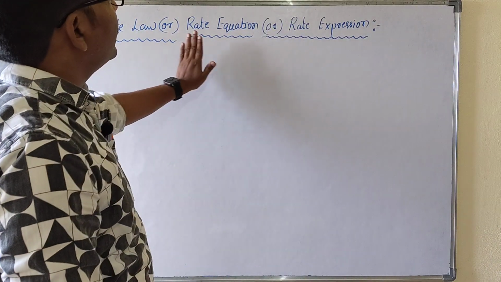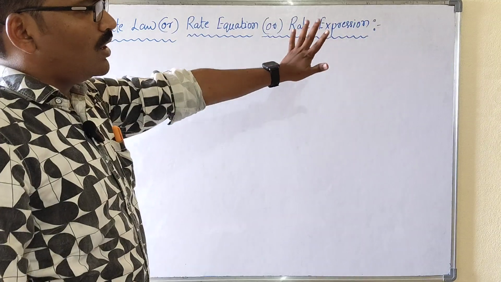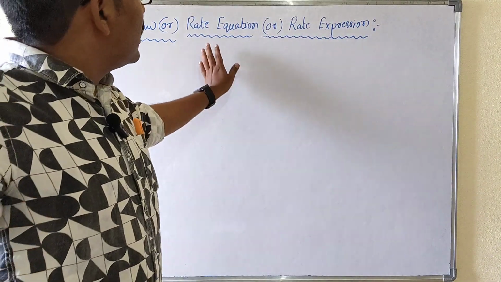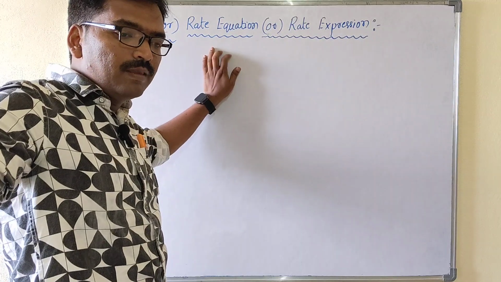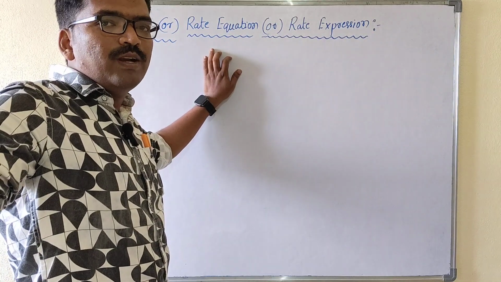See, rate law, rate equation, and rate expression. What is this? All these three are the same, right?